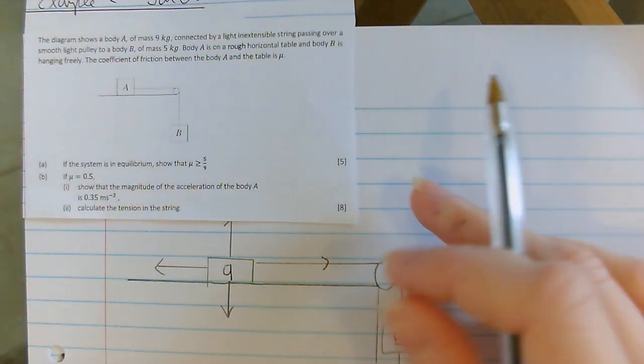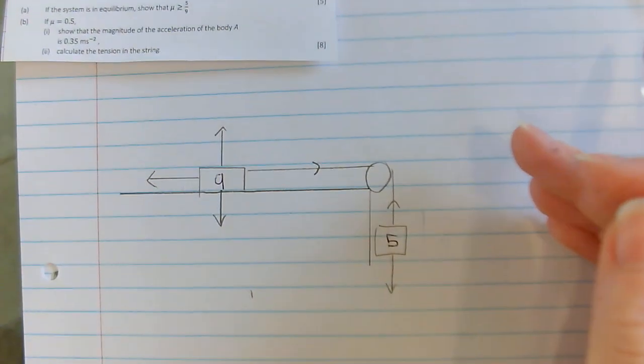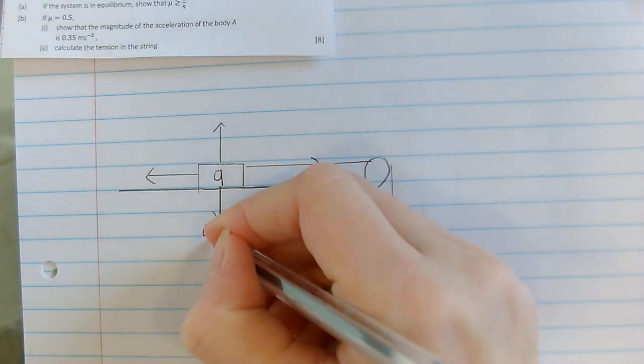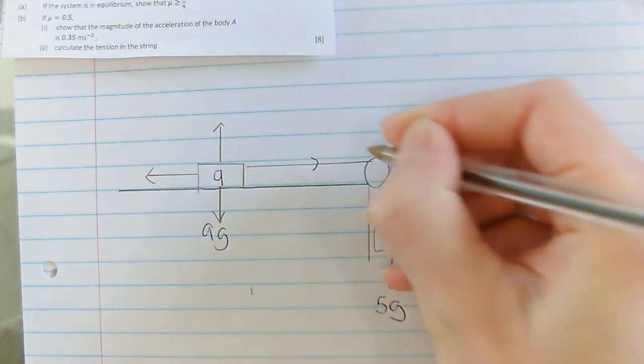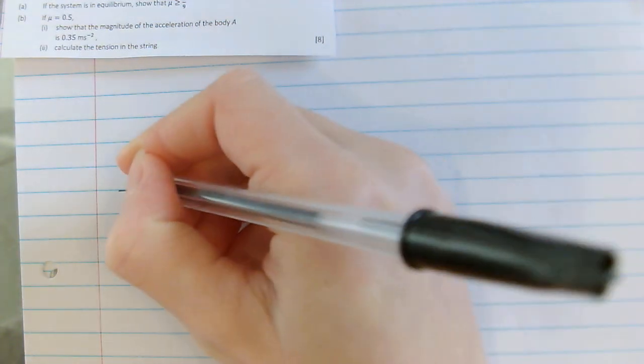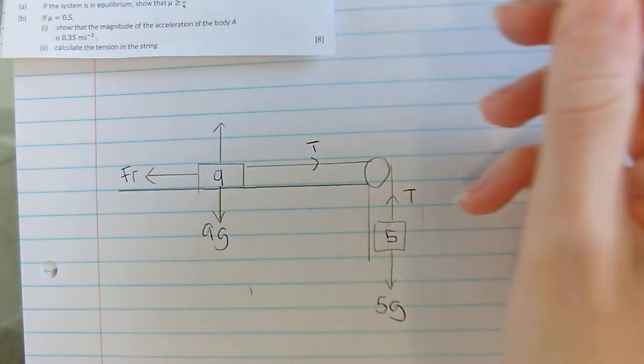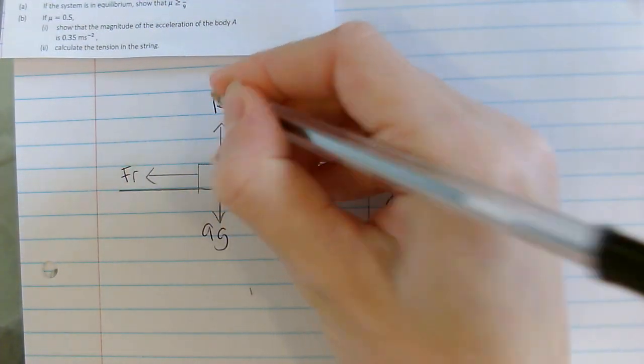Okay, so first thing to do then, let's put all our bits onto our diagram. So I've got my diagram here, got 9G and 5G as the weights. You've got tension and tension there. There's friction here like last time because it's a rough table, and reaction.